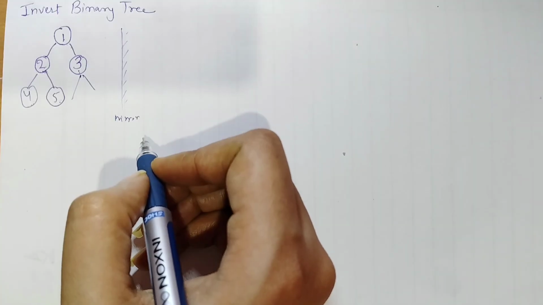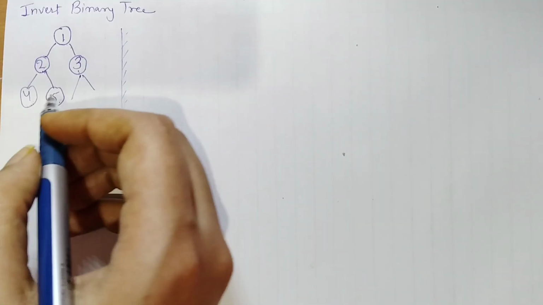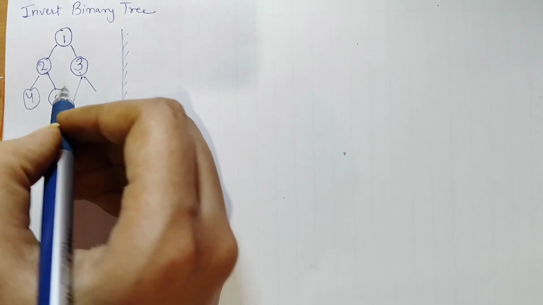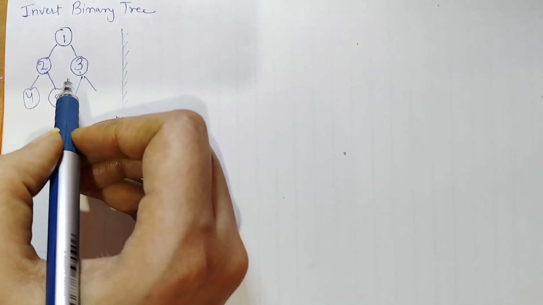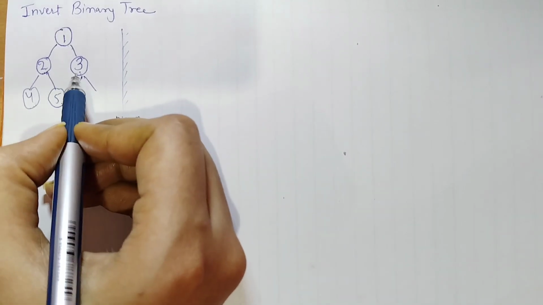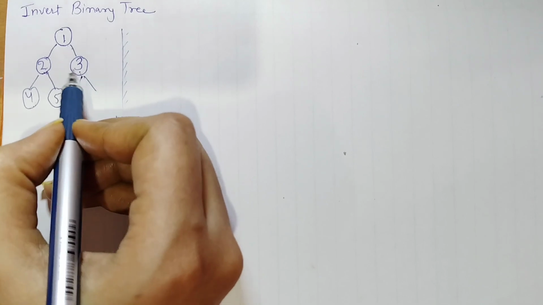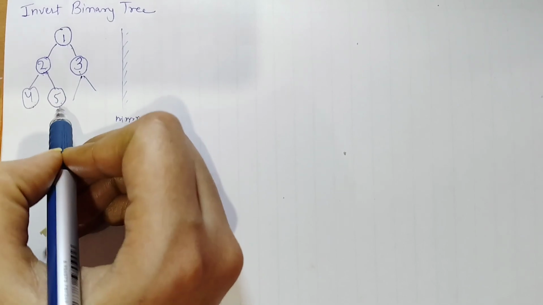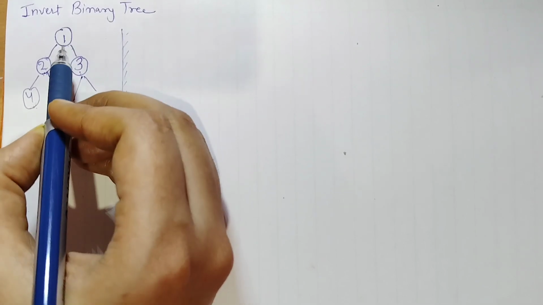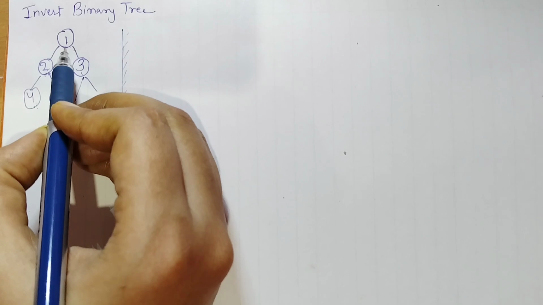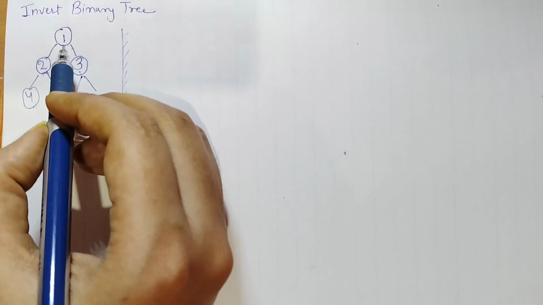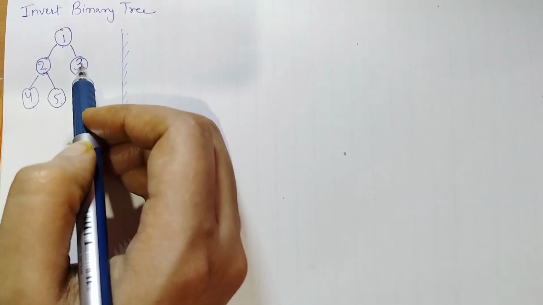In easy words, we can also say that we are swapping our nodes. Yes, we are swapping, and this will help in our code. 2 is coming at 3's place and 3 is coming at 2's place. 4 is coming at 5's place, 5 is coming at 4's place, and 1 is our root node. There is only one root node, that's why it will stay here only.